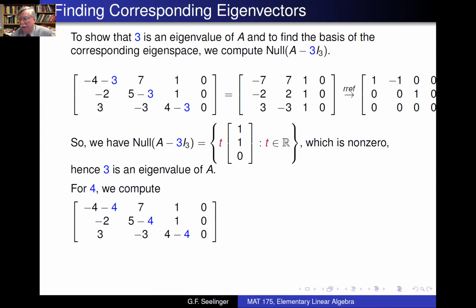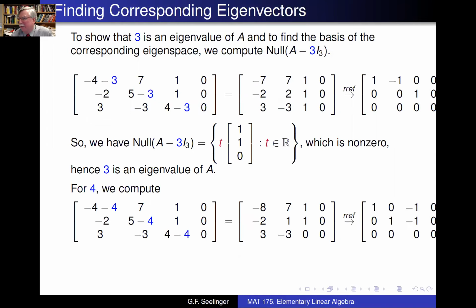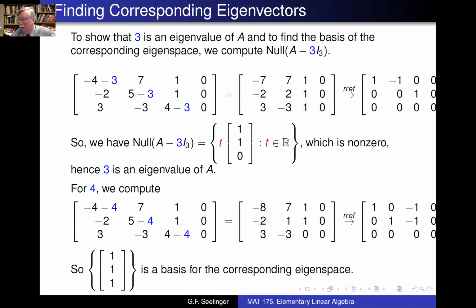And for 4, we do the same thing, right? We take its reduced row echelon form. And here we have x3 as a free variable. x2 is equal to x3. x1 is equal to x3. And so you get 1, 1, 1 as a basis for the eigenspace. And so that's the eigenspace for the eigenvalue lambda equals 4.